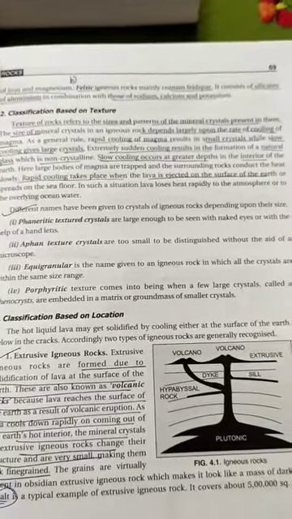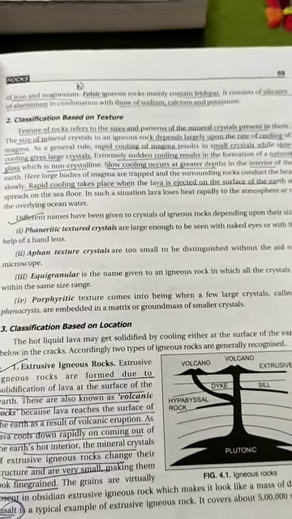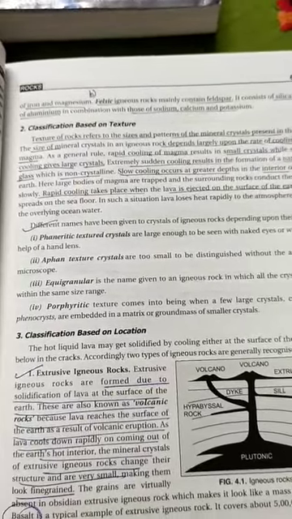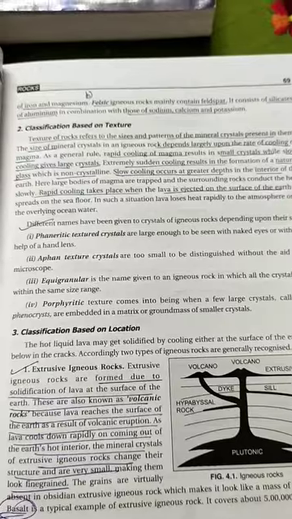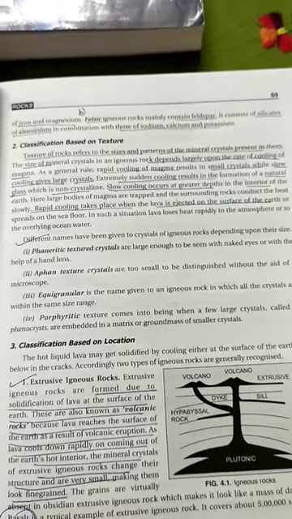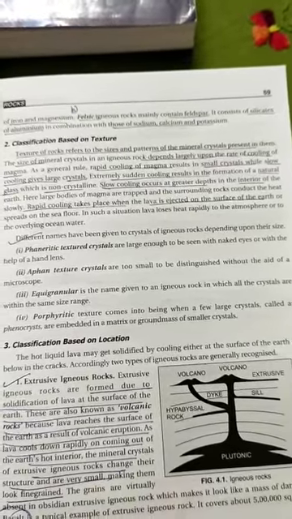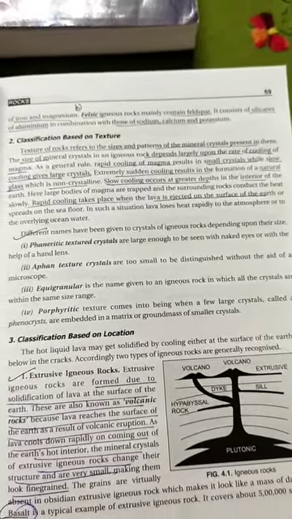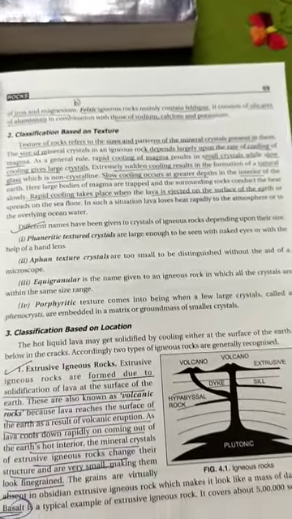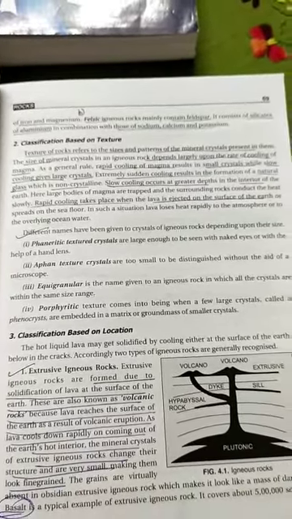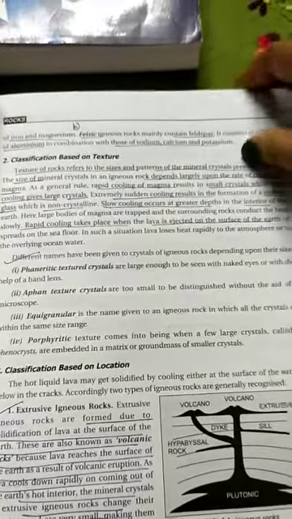Classification based on location. Extrusive igneous rocks are formed due to the solidification of lava at the surface of the earth. These are also known as volcanic rocks because lava reaches the surface of the earth due to volcanic eruption. Lava cools down rapidly on coming out of the earth's interior, and the mineral crystals are very small, making them look fine grained. Basalt is the example given for the extrusive igneous rocks. Look at the diagram given here.